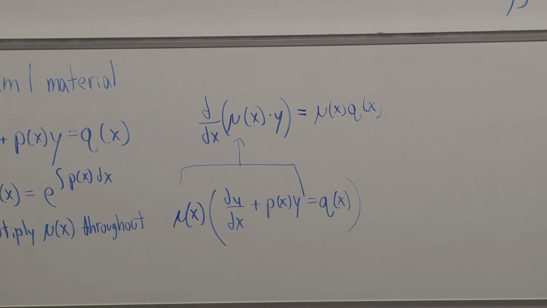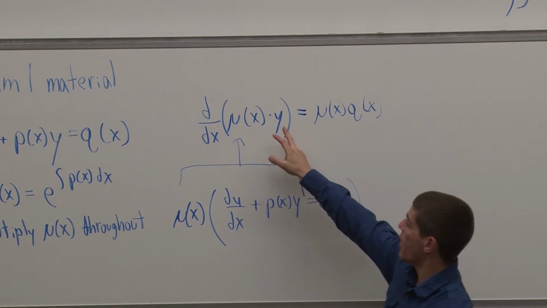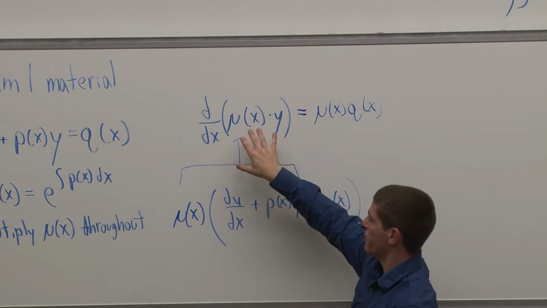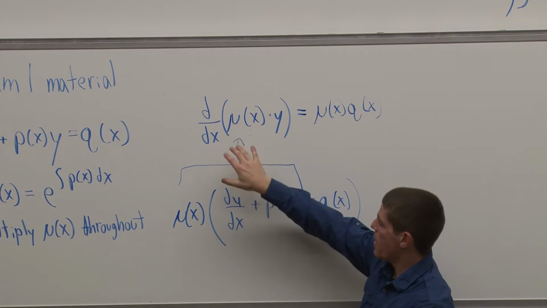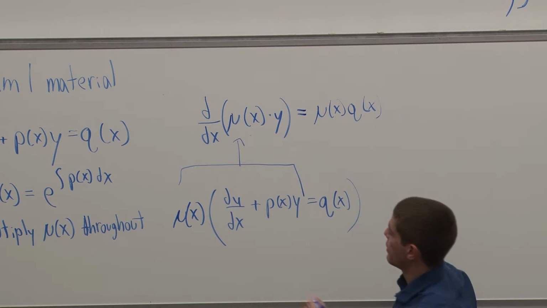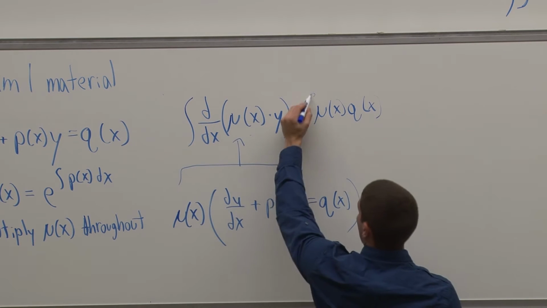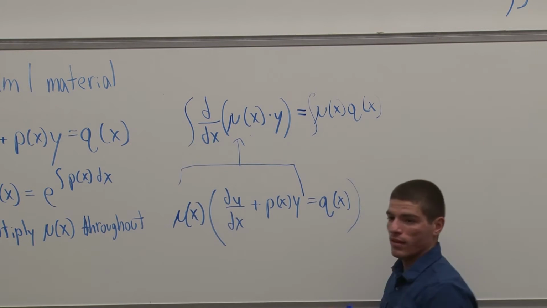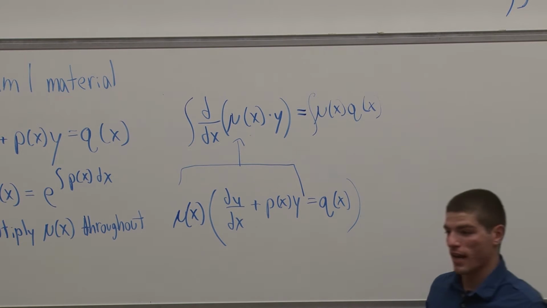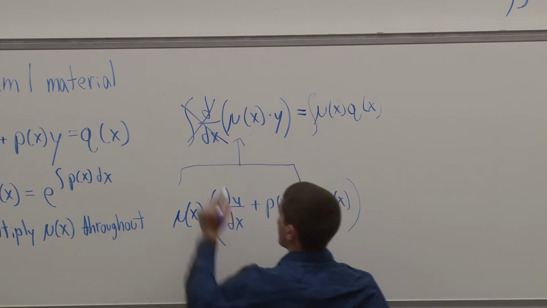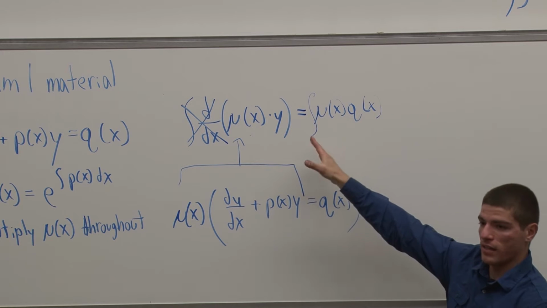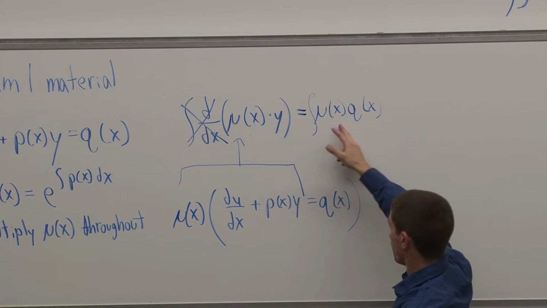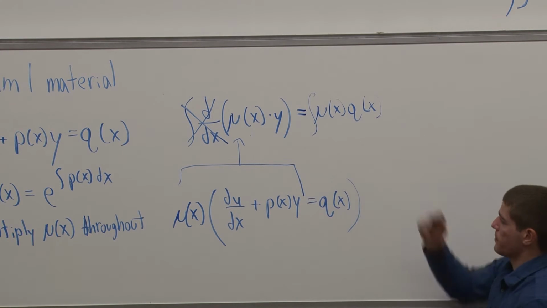All right, so then the next step would be to integrate both sides, because we want to find this y, or get this out of the derivative. And then we're going to divide by this mu of x over here. So we're going to integrate both sides. We take the integral of a derivative, so that's going to cancel out, and you end up with mu of x times y. That's it on the left side. The right side is going to be whatever the integral of this is.